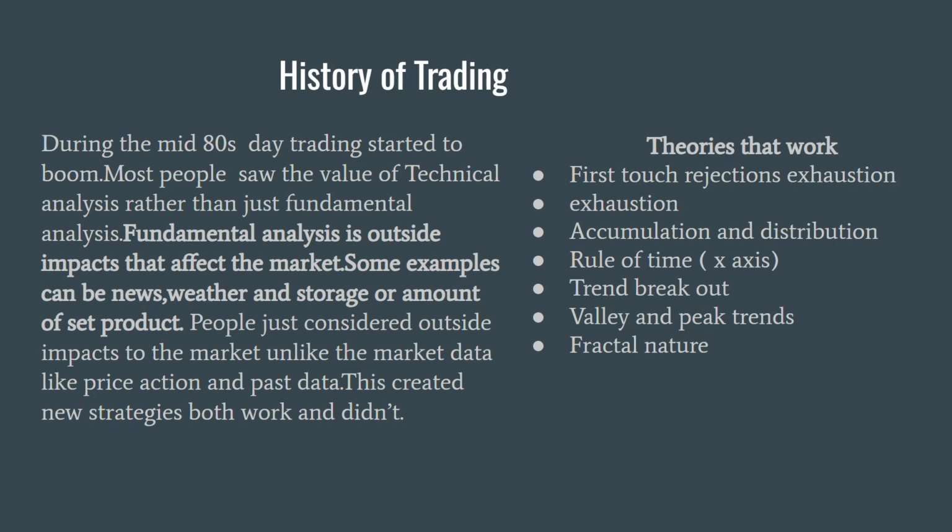There is the first touch rejection and exhaustion. There's accumulation and distribution. There's rule of time, which is the x-axis. There's trend breakout theory. There's valleys and peaks, trends. And there's fractal nature. These theories tend to help you understand what's going on in the market and influence where to buy and where to sell, or where to take profit or put your stop loss, right?